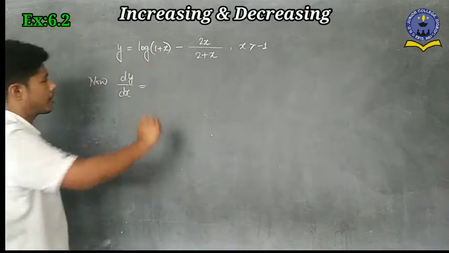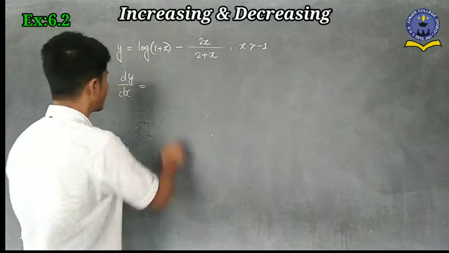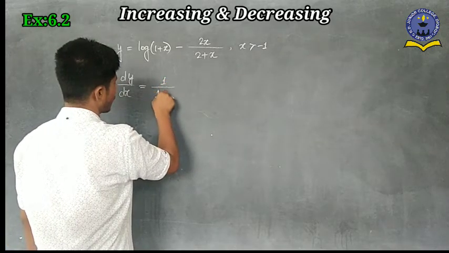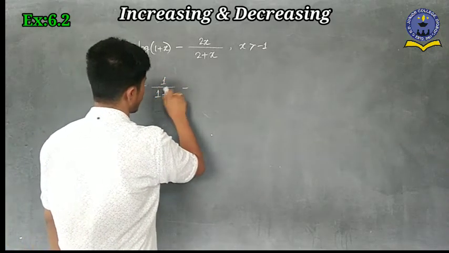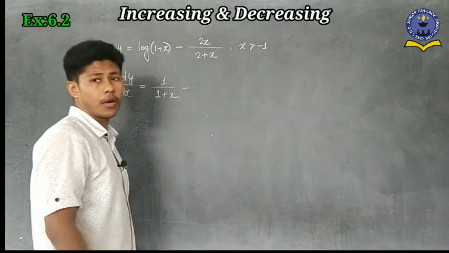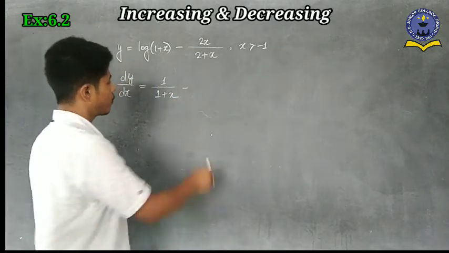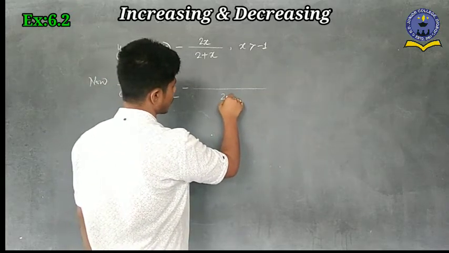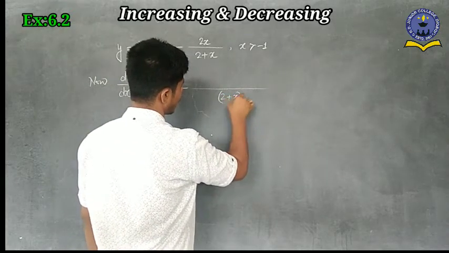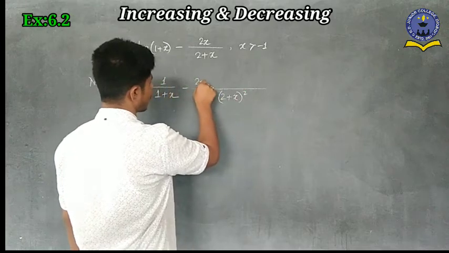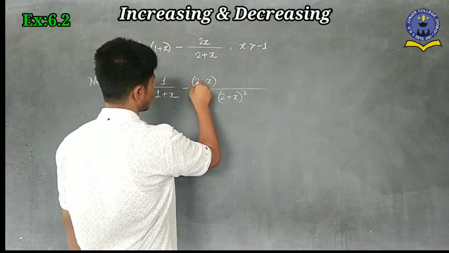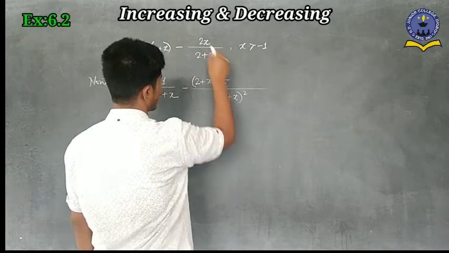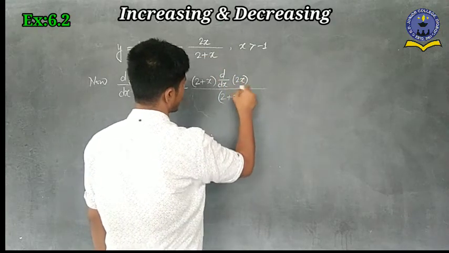Here we have to apply the d/dx of log x formula. d/dx of log x is what? 1 by x, so we write 1 by 1 plus x, minus. Now the second term is of the form u by v, so d/dx of u by v means denominator squared, so we write 2 plus x whole square, then 2 plus x into d/dx of the numerator, which is 2x, so we write 2.